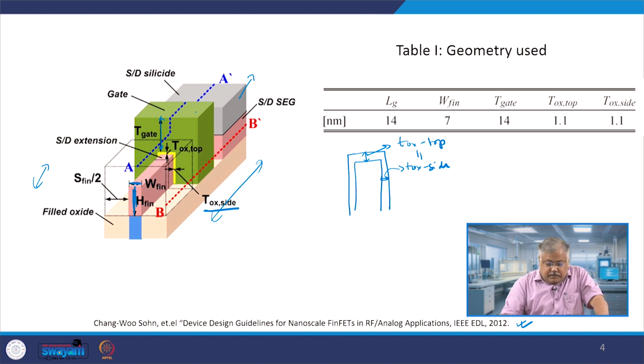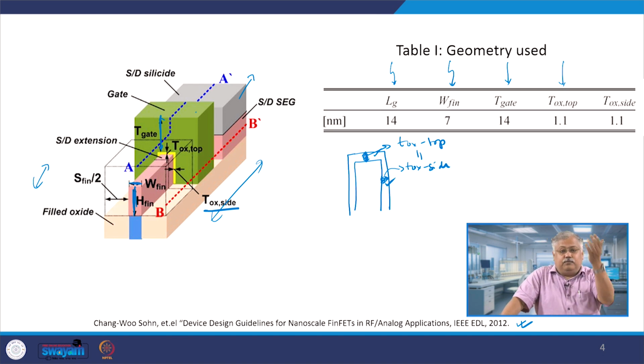Now, let me show you what geometry parameters are used by this paper. At least they have used a gate length of 14 nanometer, width of the fin approximately 7 nanometer, and the thickness of the gate material, which is this one, is 14 nanometer. The top layer oxide is 1.4, and the oxide side is 1.1, which means that they have used equal oxide thickness, so the gate has equal control over the channel on all the 3 sides. So, when you keep your oxide layer constant, you end up having the same sort of control over the channel from all the 3 sides.